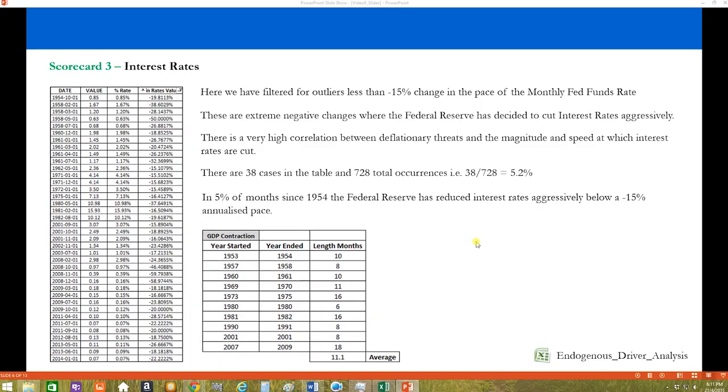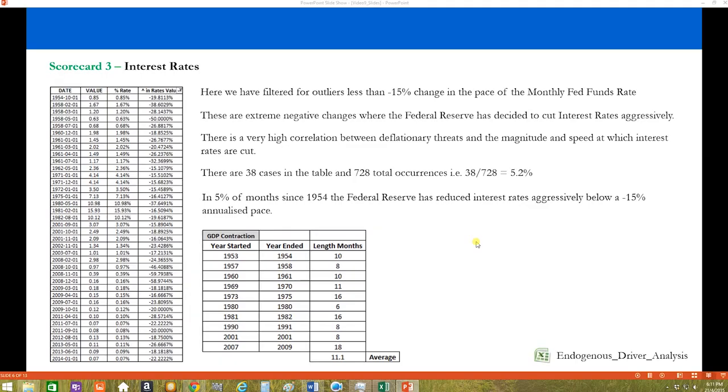Now, when we add these up, there's basically 38 cases in the table, and in total, there's 728 occurrences. So this is basically 5% of times. And if you recall, when we looked at distributions, 5% of times is roughly a 2 standard deviation move. So these are not very regular situations. These are not normal. These are abnormal situations that happen, generally speaking, in a 2 standard deviation event.